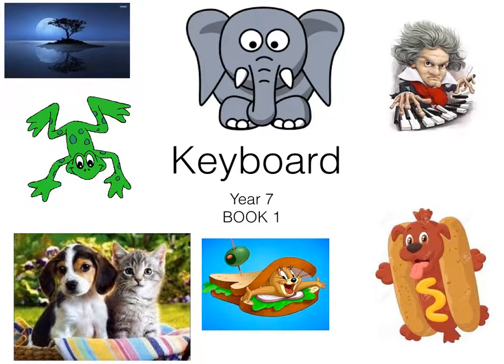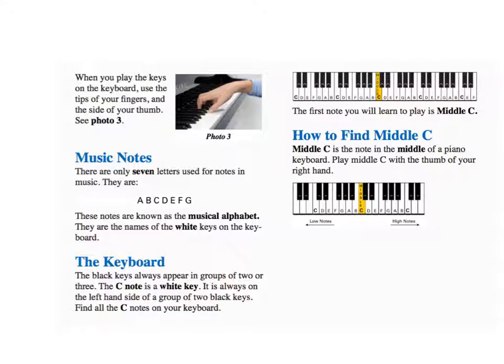This is how you are going to learn to play keyboard this year. When you open it up, you'll see Keyboard Year 7, Book 1. When you turn to the next page, you're going to see some basics. How to hold your hand. How to read the notes. Remember, A, B, C, D, E, F, G only.